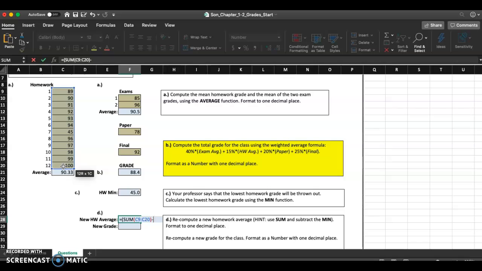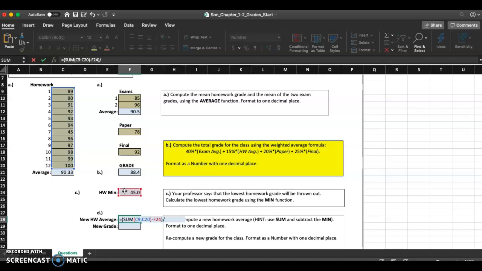So subtract, instead of typing 45, click on F24. You found it over there. So click on that cell and close the parenthesis. Look, that's the numerator. That's what I'm going to divide by. Is that a right way of saying it? No. Well, that's the numerator, and then we're going to divide by however many homeworks we just added.